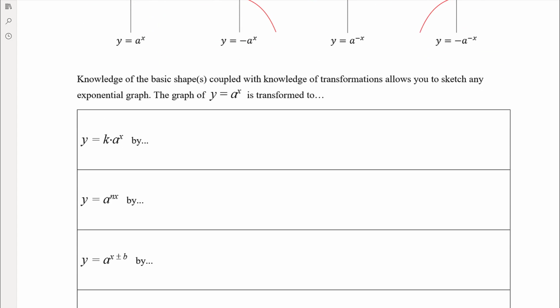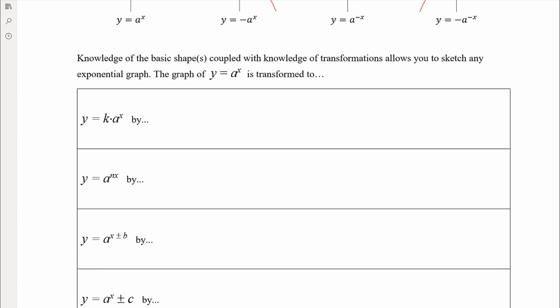So we know that when we multiply the whole function by a number, so k times a to the power of x, essentially what we're saying here is f of x becomes k times f of x. So that is a dilation by a factor of k from the x-axis. So all of the y coordinates are being multiplied by k.